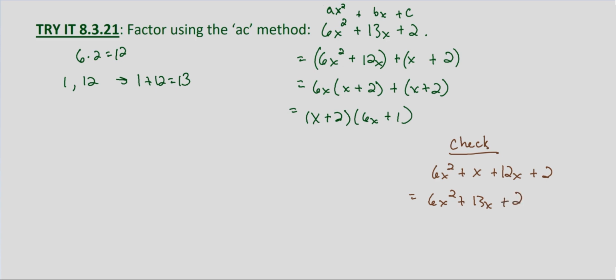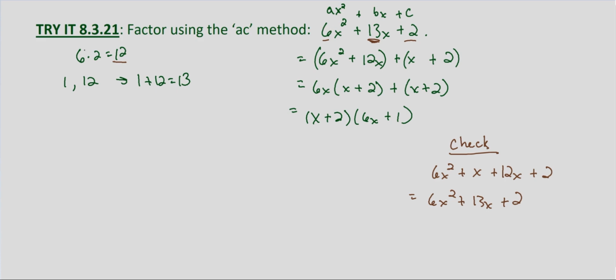And again, this is known as the AC method. We multiply a times c, which gave us 12. And then we look at the factors of 12 until we get a combination that adds to that middle coefficient. So this is just adding one step to when we just had a equals 1. The difference is that we just needed to look at what numbers multiplied to the last term and added to the coefficient on the middle term.